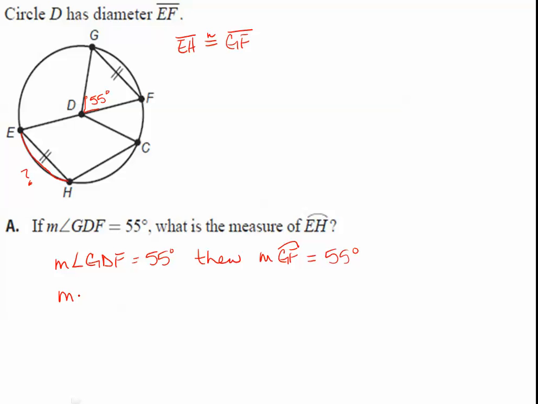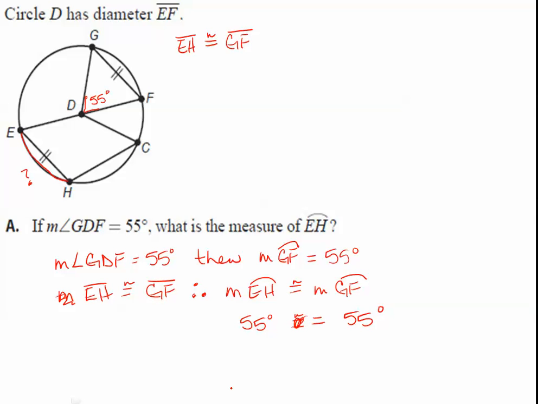The measure, oh no, I don't write it like that. EH is congruent to GF, therefore the measure of arc EH is going to be congruent to the measure of arc GF, and that's what we learned with that theorem. So what we just learned is that EH is going to be, well, you don't put the congruent symbol there, you put the equal sign, 55 degrees.